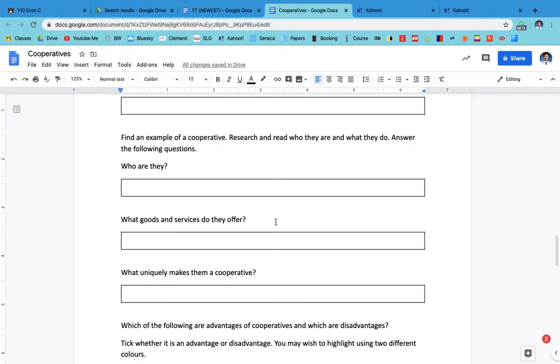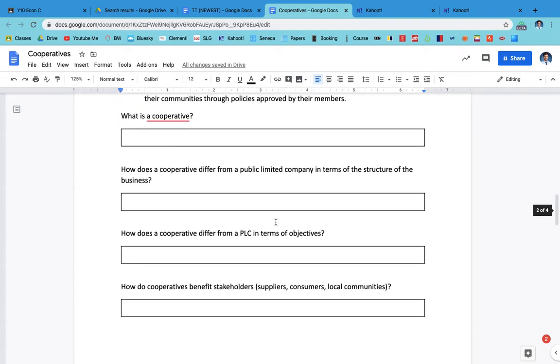What are they doing? Why are they not just a private business, an LTD or a PLC? What makes them a cooperative? Okay, so do that, spend a bit of time on that. This is all we're doing today, so you can really spend a bit of time reading this first bit and also doing this research task.